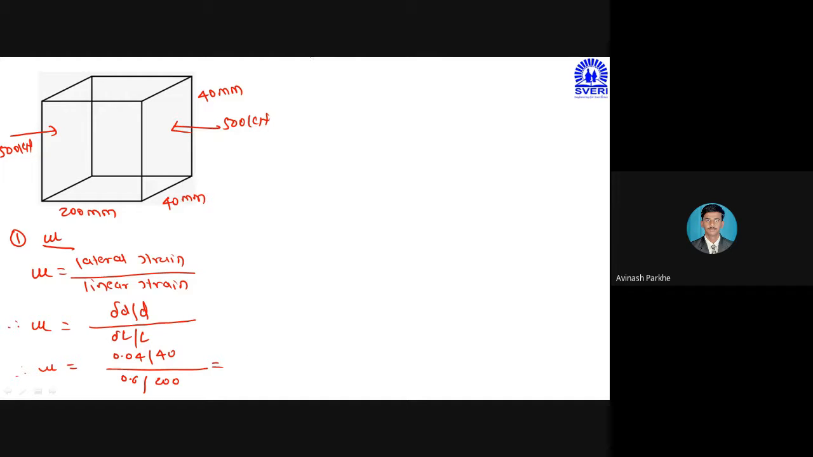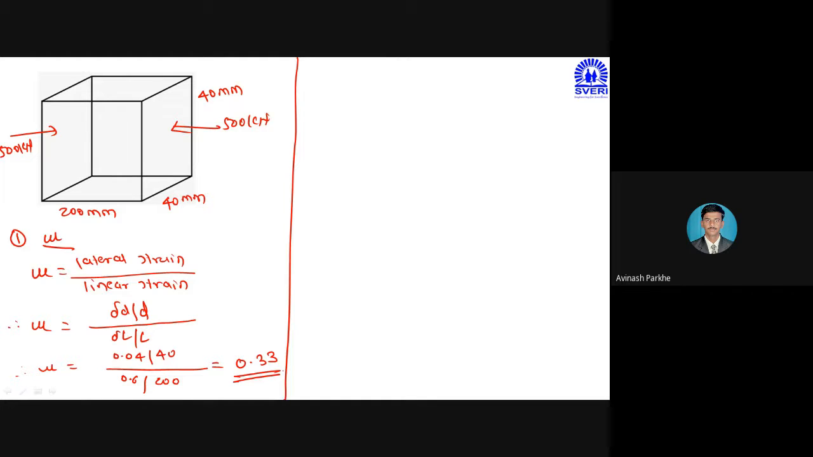Mu is equal to, yes, what is the value of mu? Please check. Do the calculation. 0.33. It is the Poisson's ratio, by using the formula lateral strain upon linear strain.